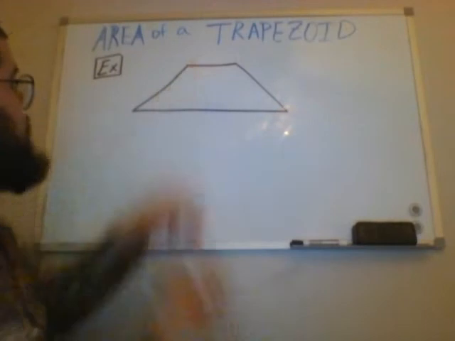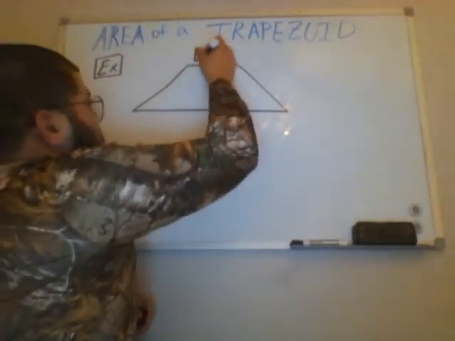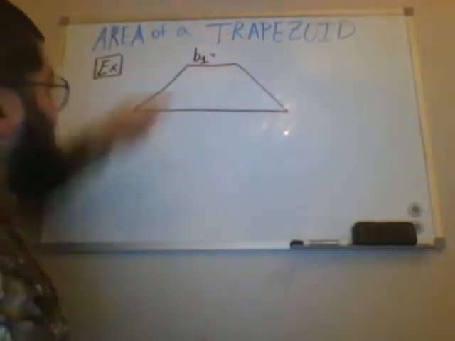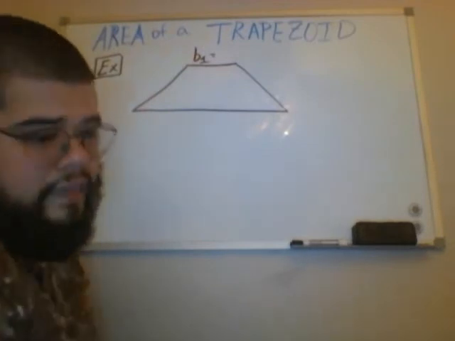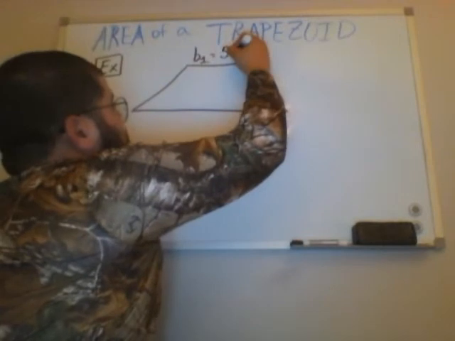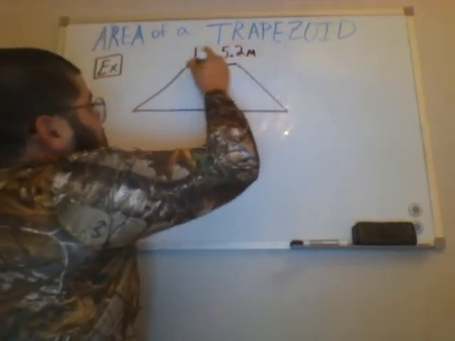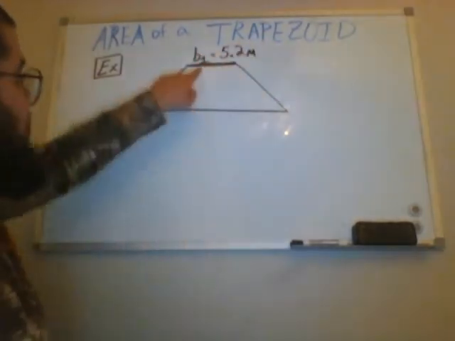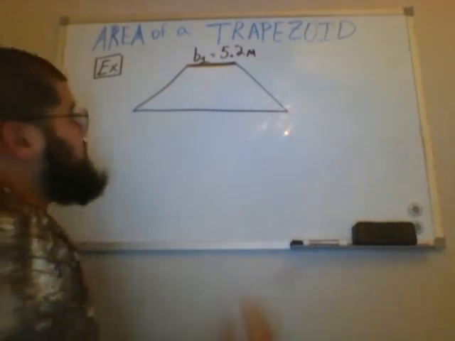And remember, this top one, we call it base 1, which is lowercase b, with that little tiny subscript 1, kind of like an exponent, but actually it's down here. We call it a subscript. And we're going to say that this base 1 is 5.2 meters. Remember, that's this right here. That's that length right there. That one I just bolded, that top side length right there is 5.2 meters.